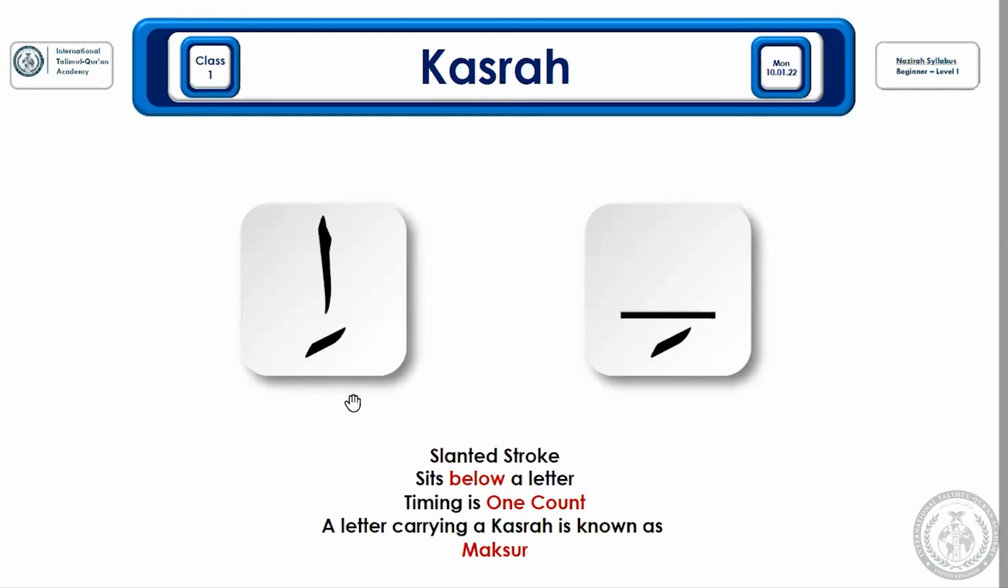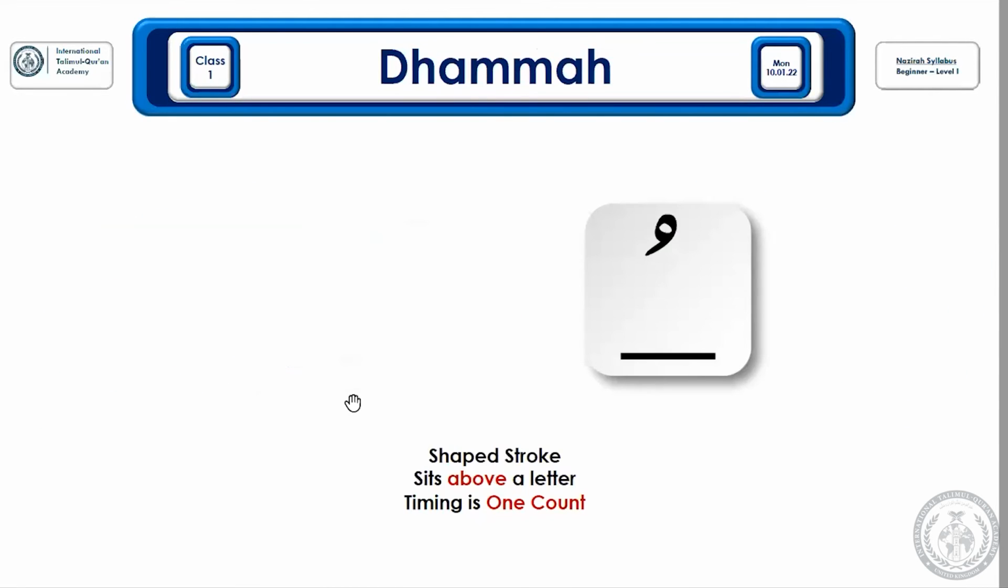Again, when we recite it, it's very important that we take care with our timing. As mentioned, it's only 1 count. It's a short stroke, so 1 count. I will read it as "i", just 1 count, no longer. So this was the second type of short stroke. Let's have a look at the third one.